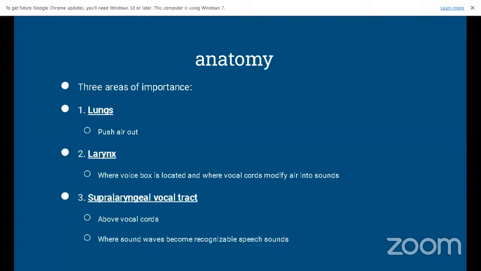Now, where the larynx is, it's where the voice box is located and where vocal cords modify air into sounds. Then you have the vocal tract above the vocal cords, where sound waves become recognizable speech sounds.